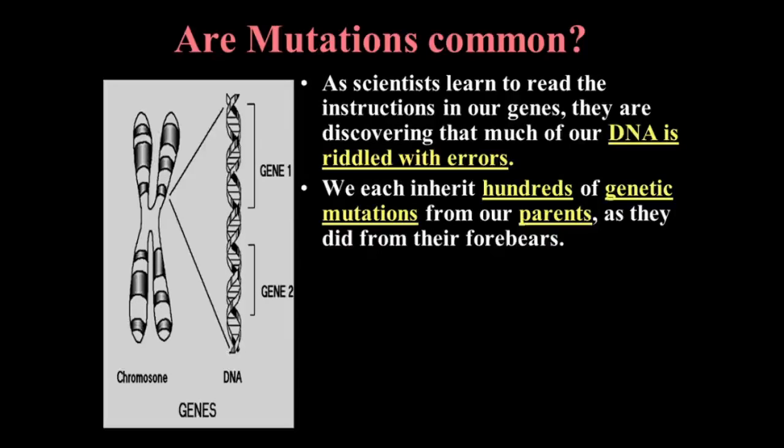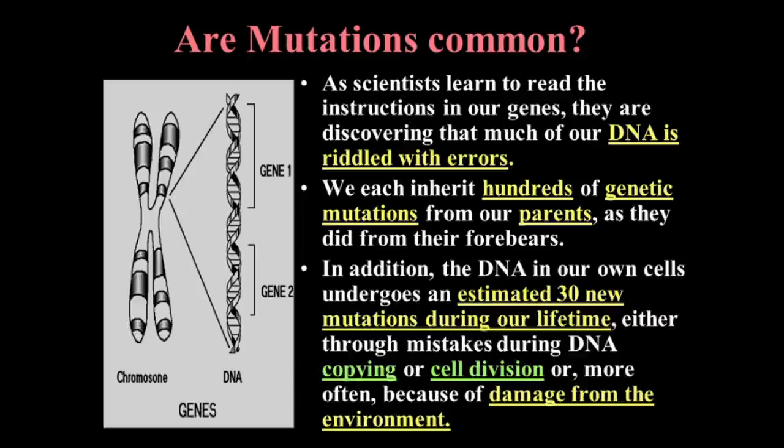We each inherit hundreds of genetic mutations from our parents, as they did from their forebears. It means the genetic combination we receive from our parents already has mutations, and those mutations which they received from their forebears come to us, along with certain other changes.